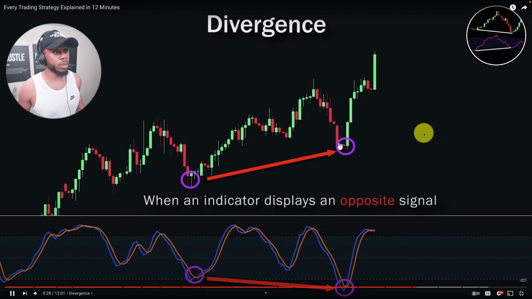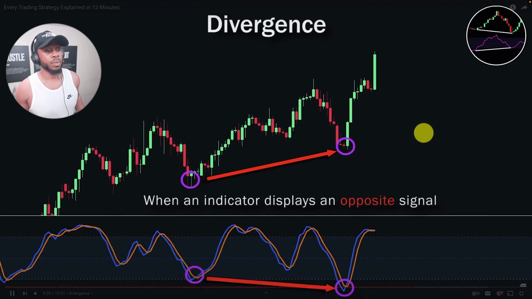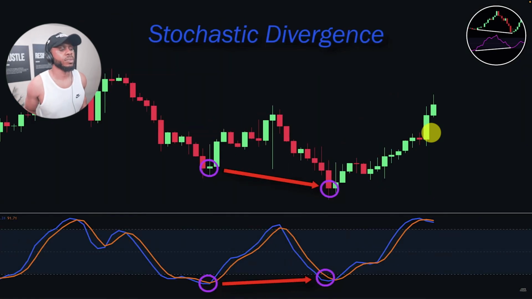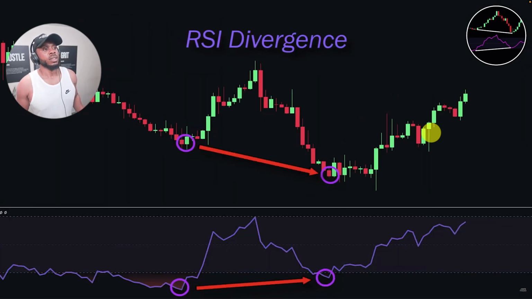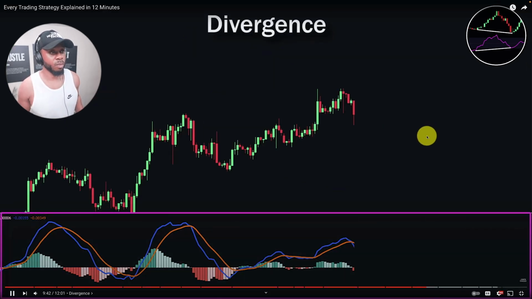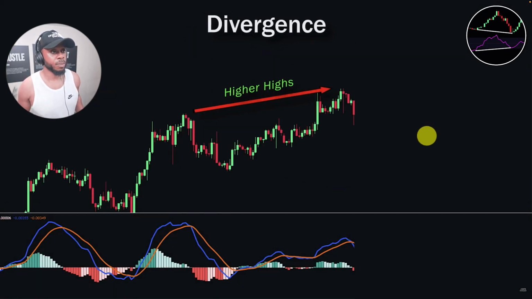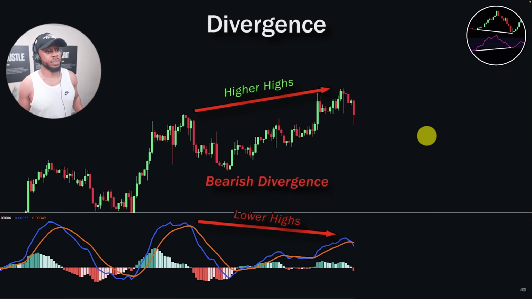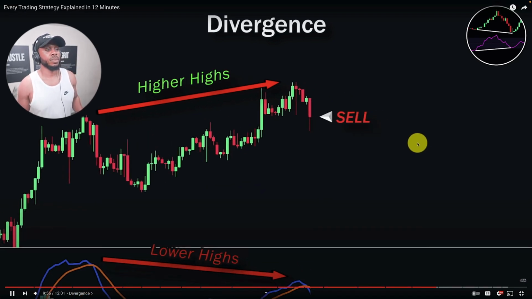The real price movement. When this happens, it is usually a sign that the trend might reverse. Divergences could occur in many kinds of indicators such as the MACD, stochastic, and the RSI. For example, using the MACD indicator, you can see that the price is forming higher highs, which is bullish, but the indicator shows the opposite, lower highs, which is bearish. In this case, this is a bearish divergence, which signals that the price may form a reversal, and so you can take a sell position.